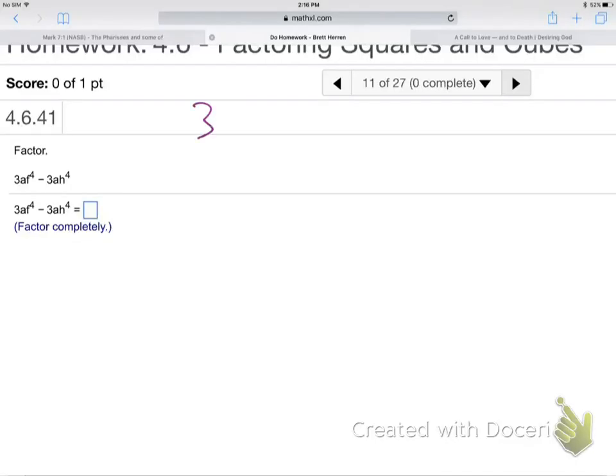So, 3a, what is that? An F? Yeah, 3a F to the fourth minus 3a h to the fourth. Okay. Yeah, it's a little harder one. All right, give it a try.